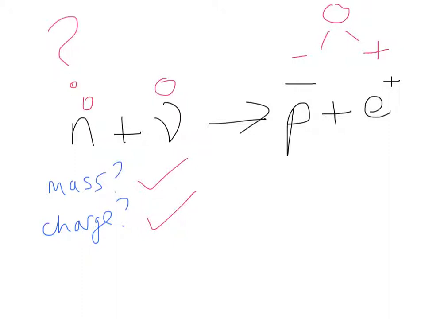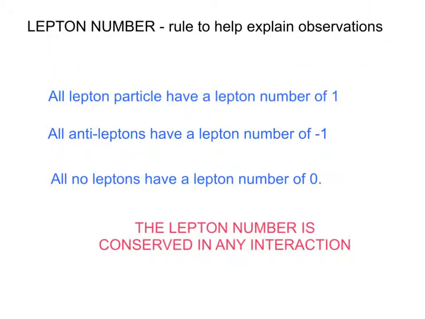And the first set of rules that we're going to look at are the lepton rules. So each particle has what we call a lepton number. All lepton particles have a lepton number of 1. Any antileptons have a lepton number of -1, and all non-leptons have a lepton number of 0. And if you look at the bottom here, the lepton number is conserved in any interaction. So before and after will be the same.